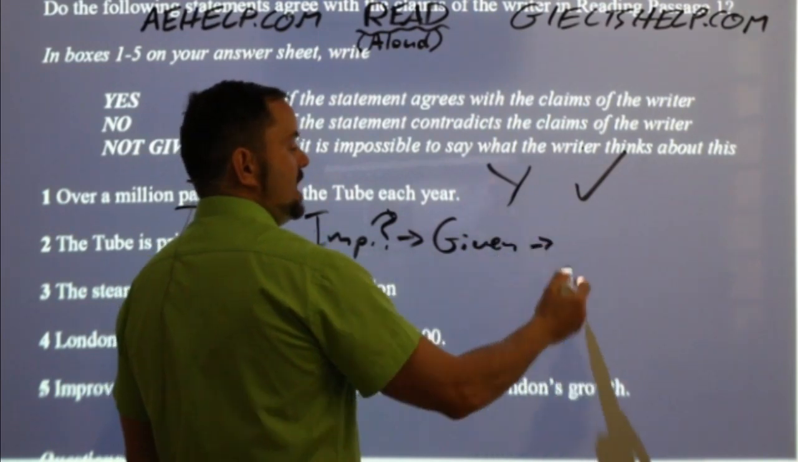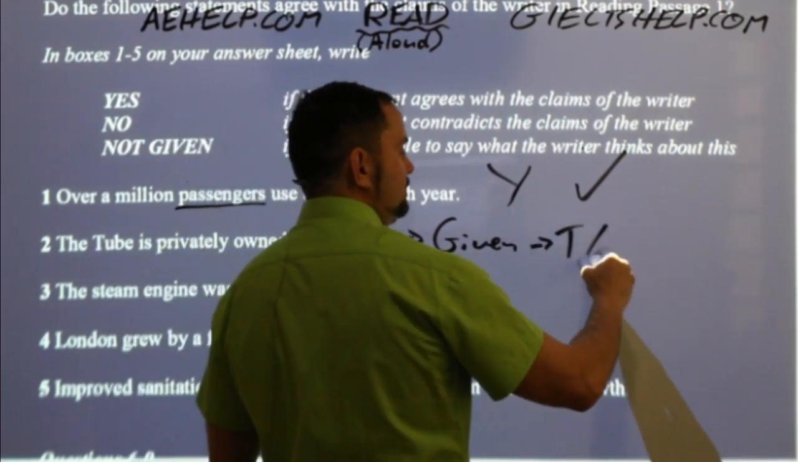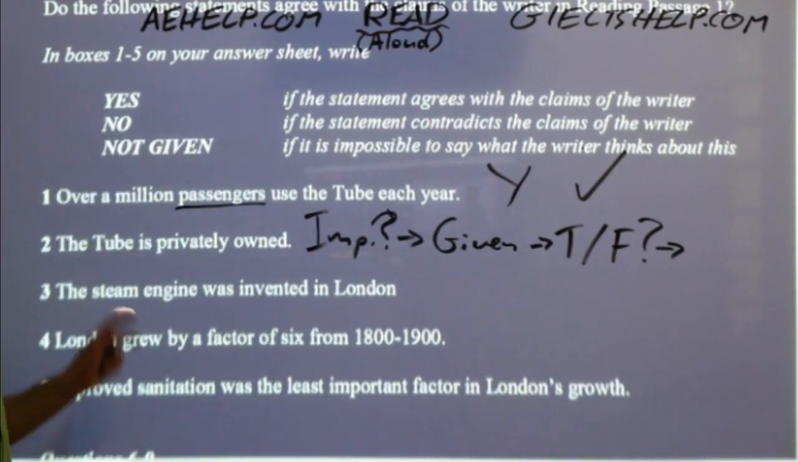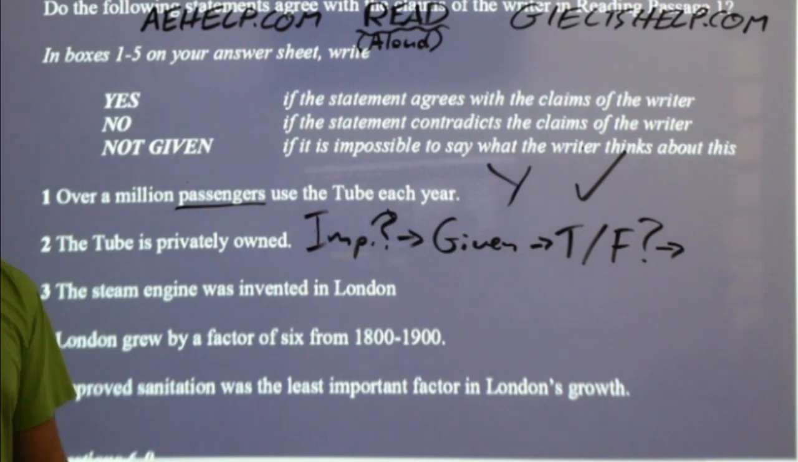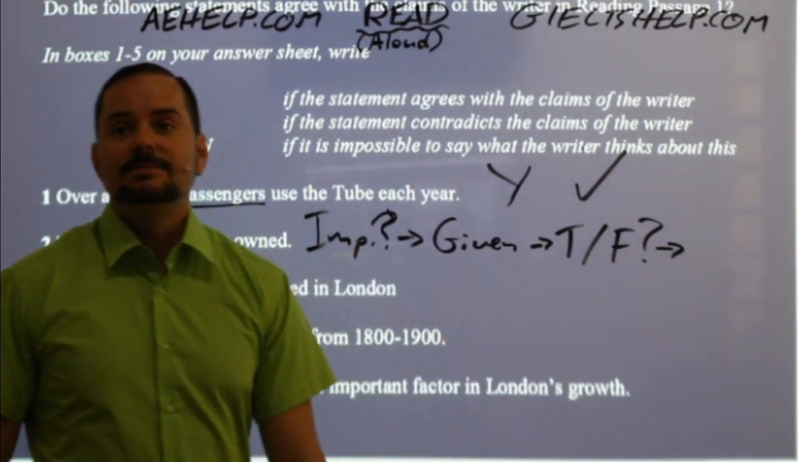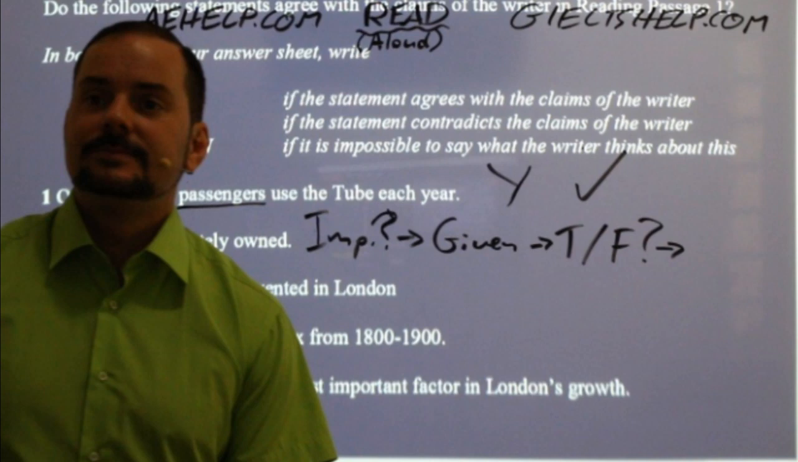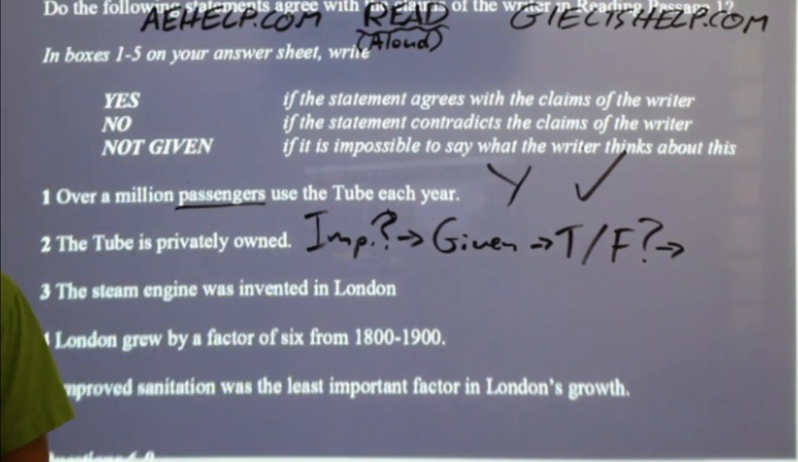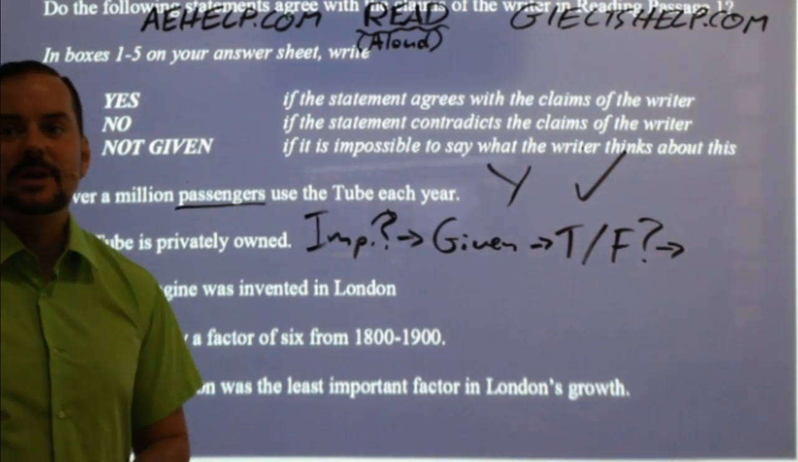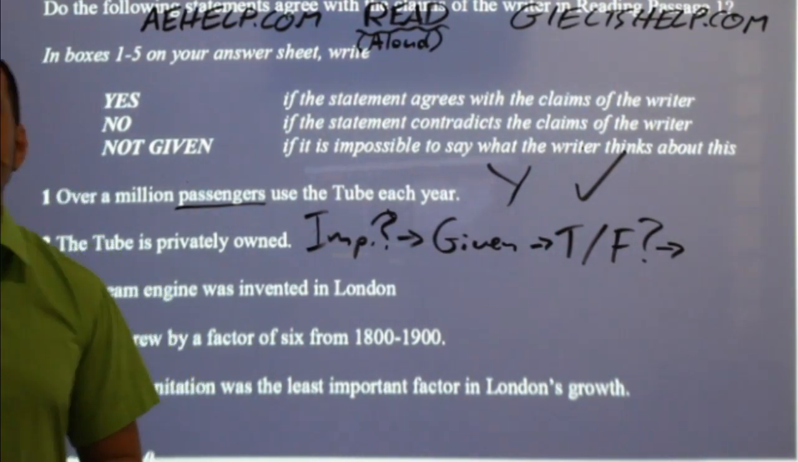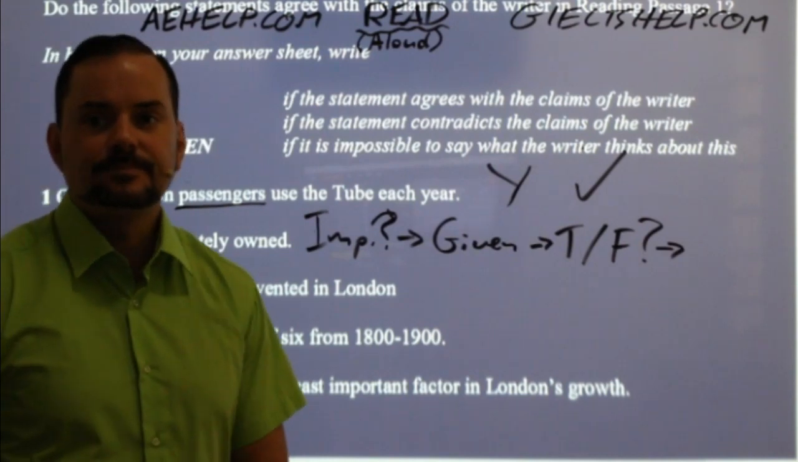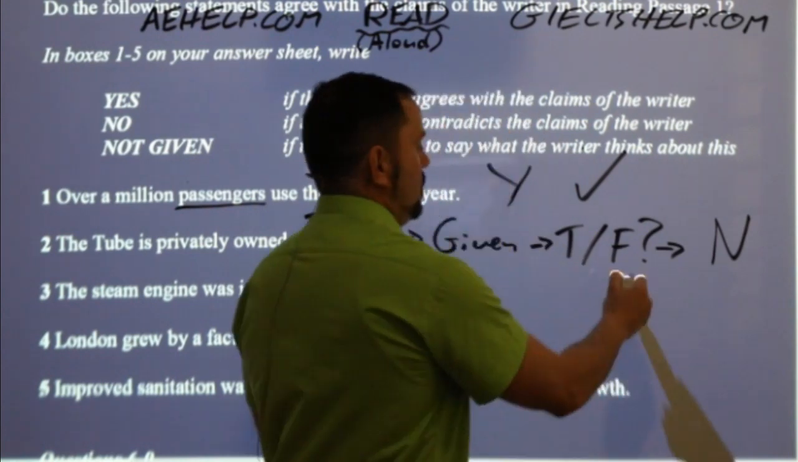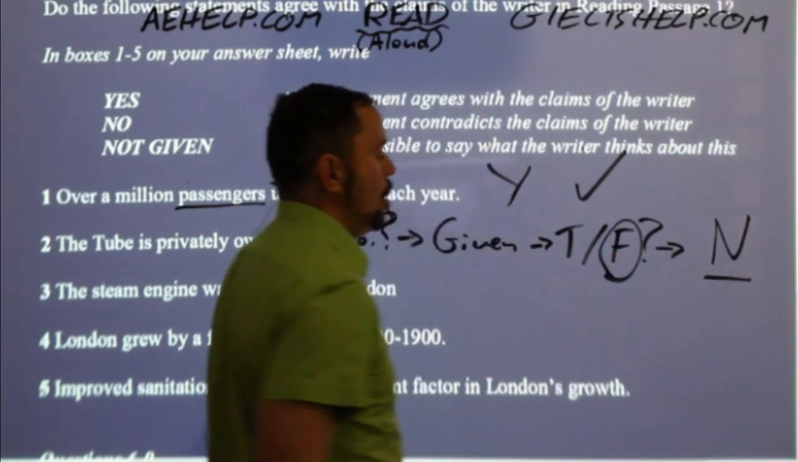Okay, so next question, true or false? Is the tube privately owned? True or false? Is it owned privately? Ali says nope. Abhishek says nope. Pooja says nope, it's false. Yeah, it's no. So it's false. So the answer is no.